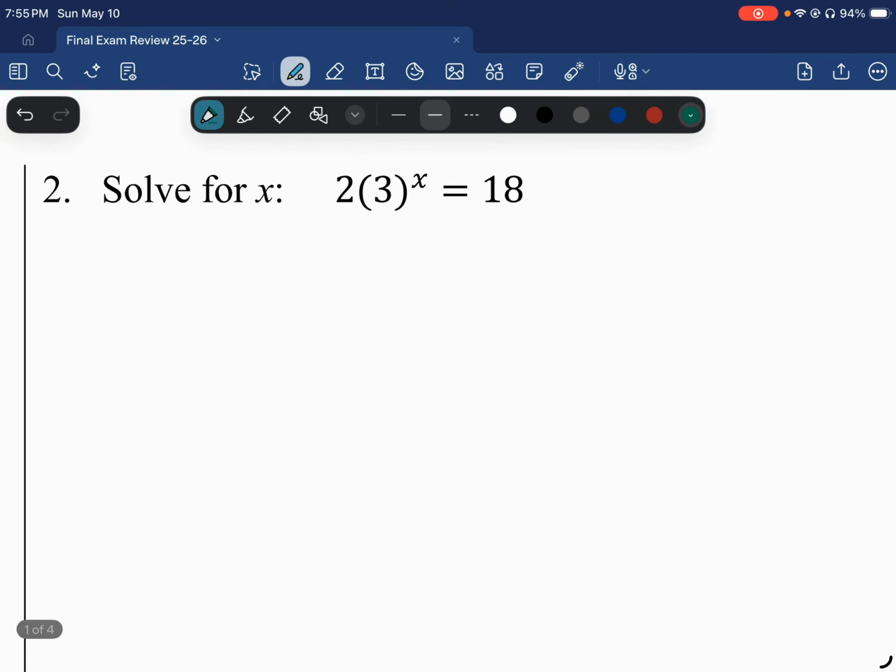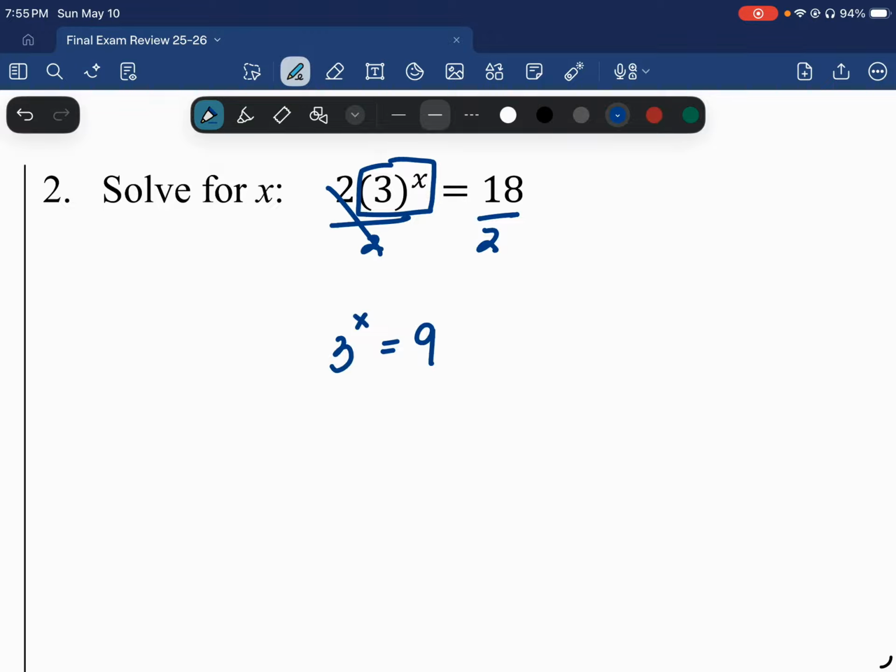Number 2, solve for x, still an exponential equation, but this time I have something else that is not attached to the exponent on the same side. So we need to isolate whatever's being affected by the exponent before you can start messing with bases. So in this case, we're going to simply divide out the 2. We end up with 3 to the x is equal to 9.